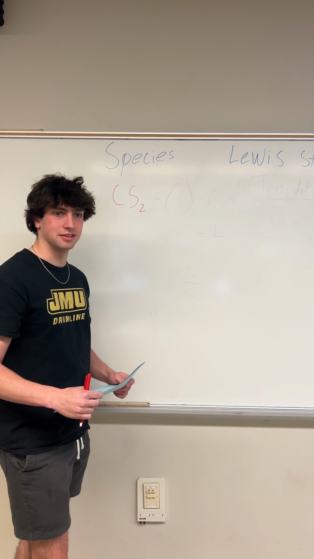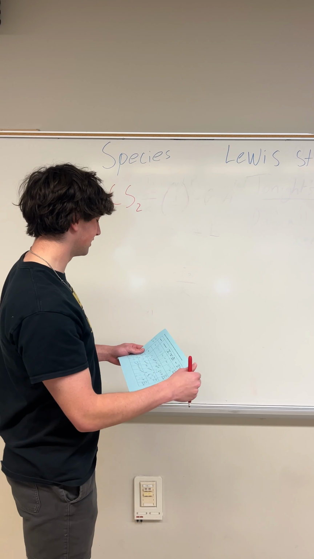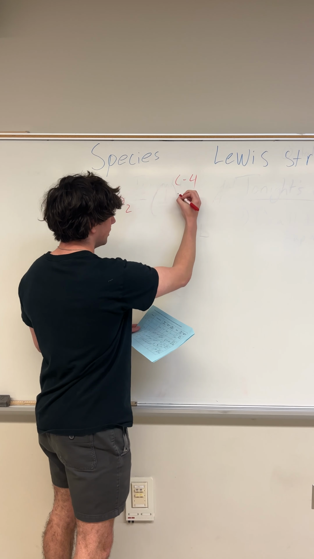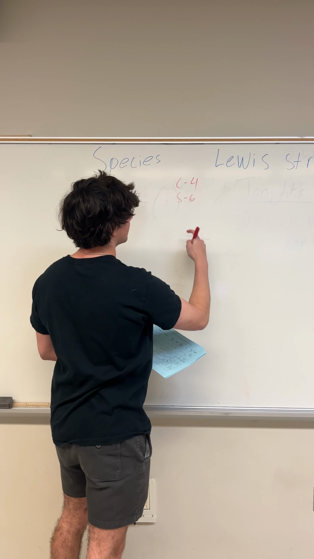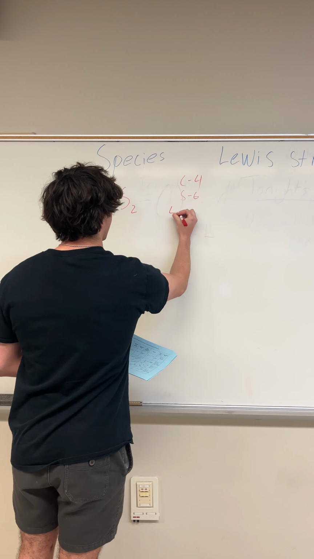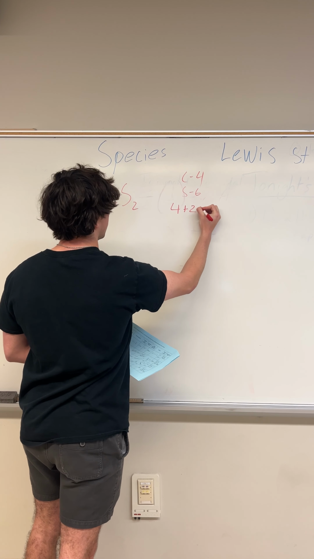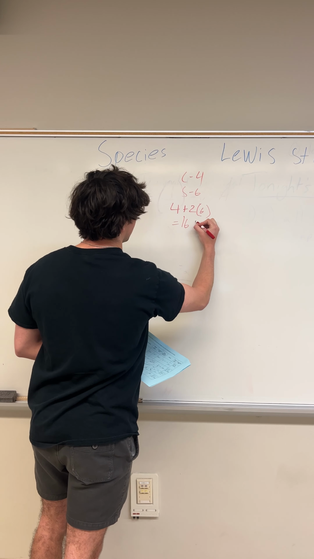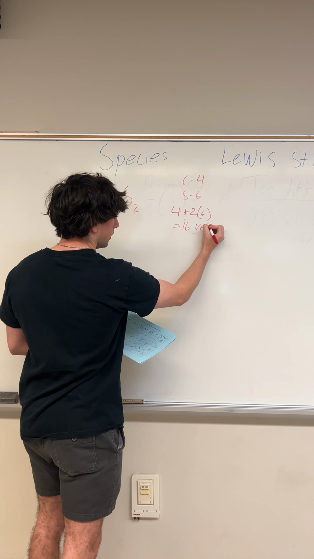Going to be starting with carbon disulfide. So first, to draw the Lewis structure, you can figure out how many valence electrons each element has. You can see that carbon has 4 valence electrons on the periodic table, and sulfur has 6. So there's 1 carbon and 2 sulfurs, so that equals 16 valence electrons you have to use for this.